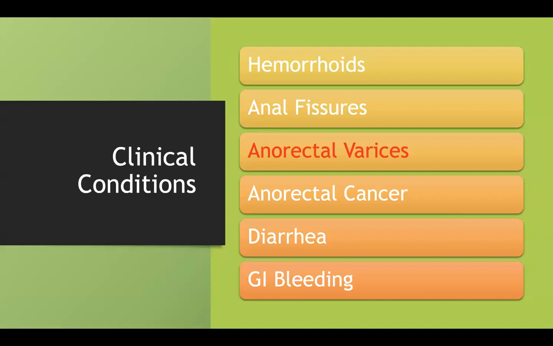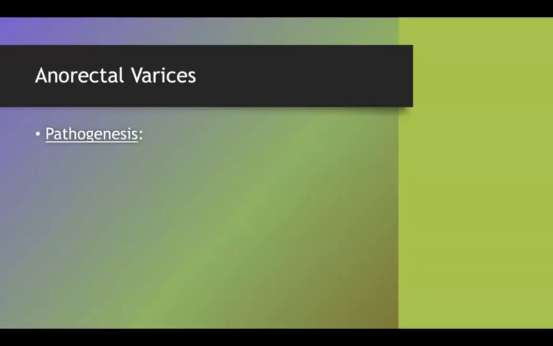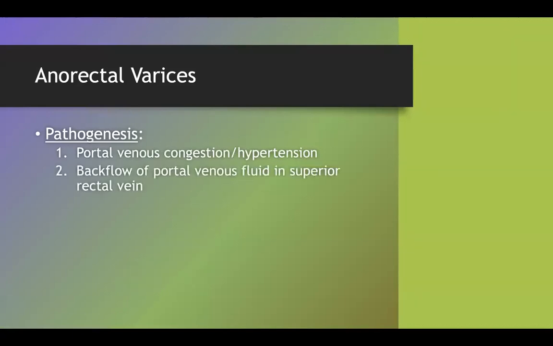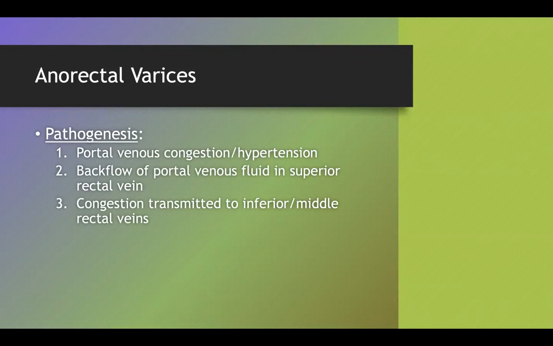Let's move on to anorectal varices. The pathogenesis of these is that you'll have portal venous congestion or hypertension. All that portal congestion will back up in your portal system, and so you're going to get a backup in the superior rectal vein. Because there's a connection between your superior rectal vein and your middle and inferior rectal veins, some of that hypertension and congestion will be brought back. There's going to be a back pressure, which will start filling up those veins.